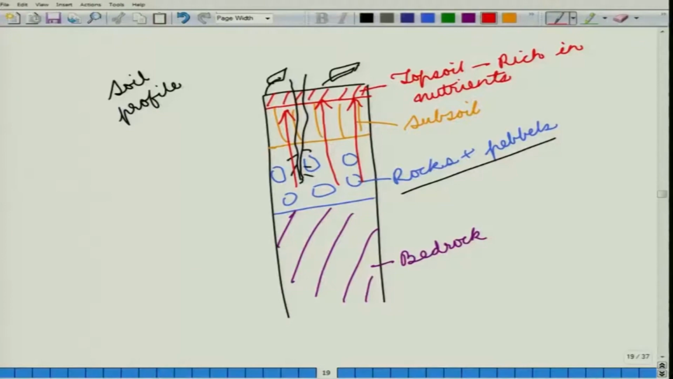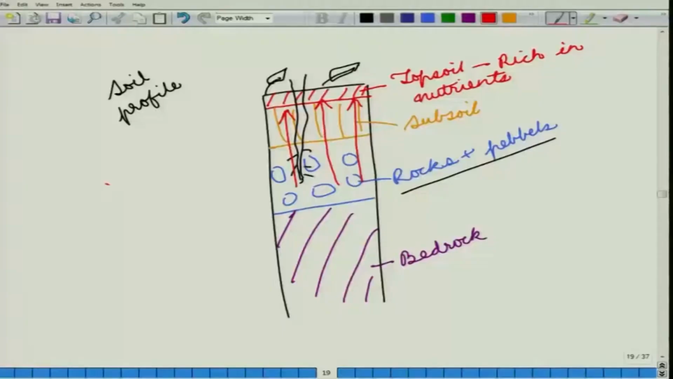But what happens in the case of a bare soil? In a bare soil you do not have all these processes going on. So, there are no trees that are sucking up these nutrients from the bottom, there are no leaves that are putting these nutrients back into the topsoil layer. So, in the case of a bare soil, these two processes are not going on.